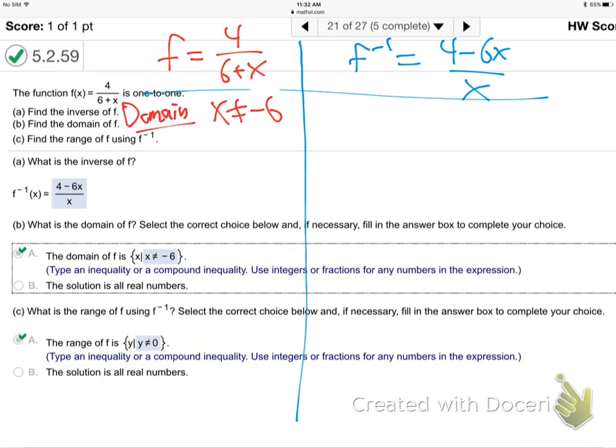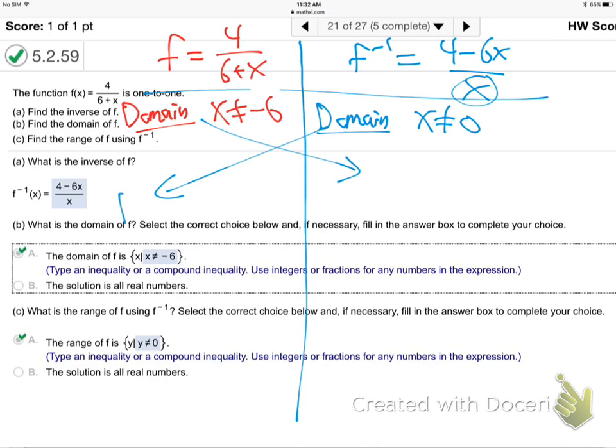Guess what that's going to be? Well, let's go over here and do the domain for the other one first off. What's the domain for the inverse function? Denominator cannot be 0. And then what do we do? Trade it, right? So range for the original, x cannot be 0. Range for the inverse over here, x cannot be -6.